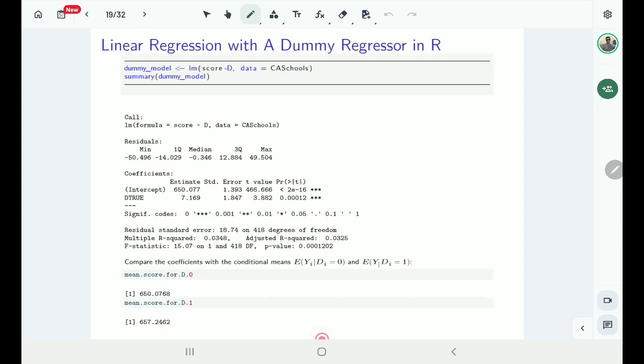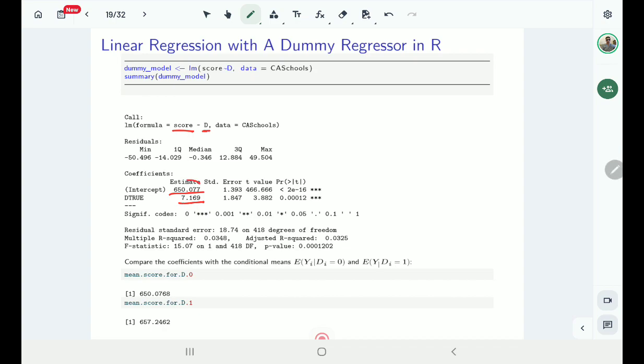You see, if you run a linear regression of scores on the dummy variable, this binary variable of small and large class sizes, you get an intercept value equal to 650, and you get the beta 1 hat value equal to 7.1. So that is the average difference in scores between students studying in large versus small class sizes, right?